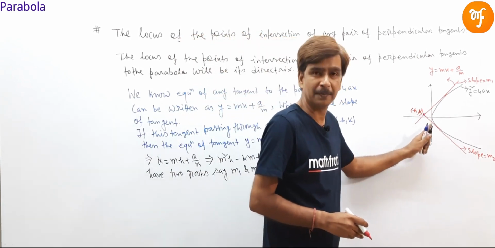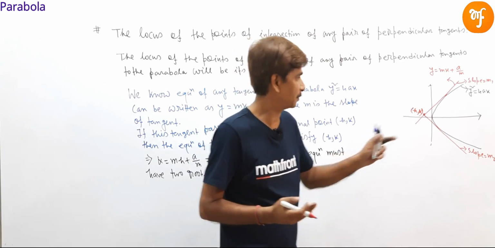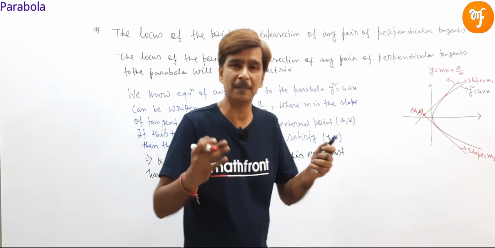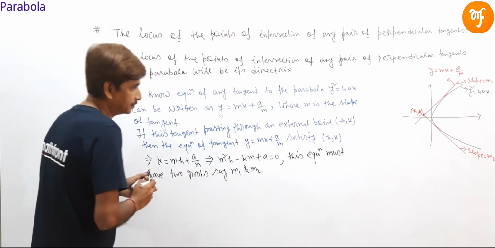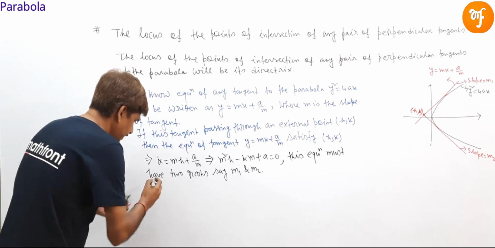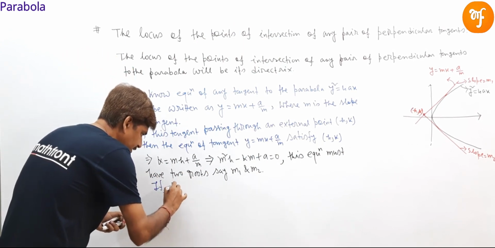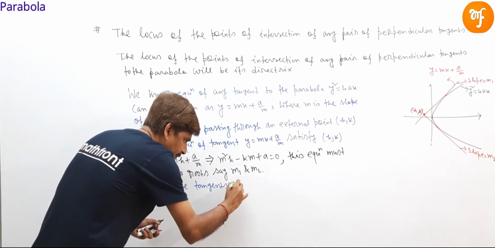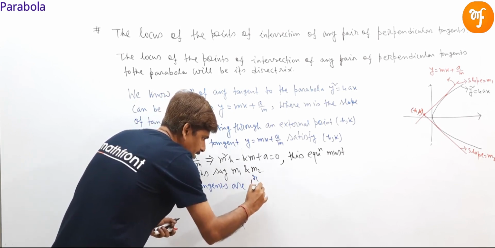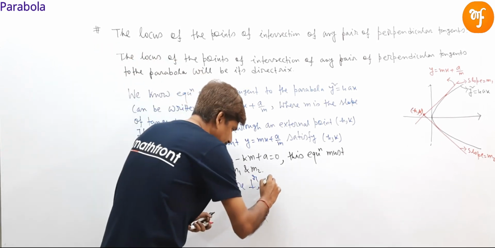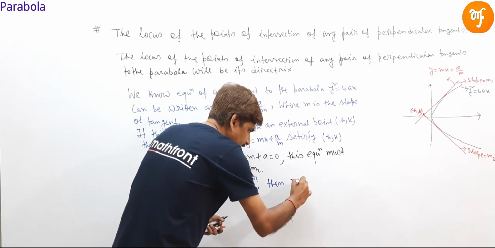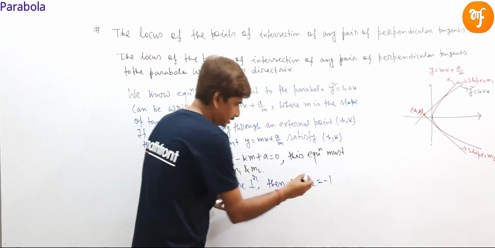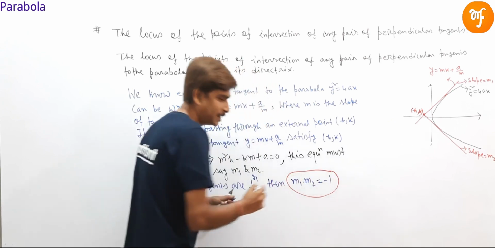Now, if these two tangents are perpendicular, in that case what happens? The product of the slopes of these two lines will be -1. We will use this property. So we are writing, if these tangents are perpendicular, then obviously m1 into m2 becomes -1. Look, this is the property of perpendicular tangents.